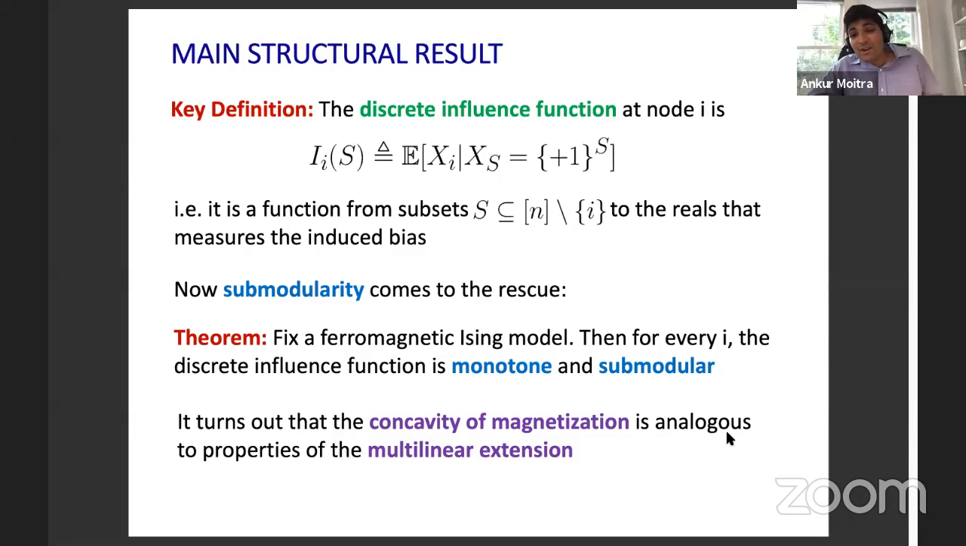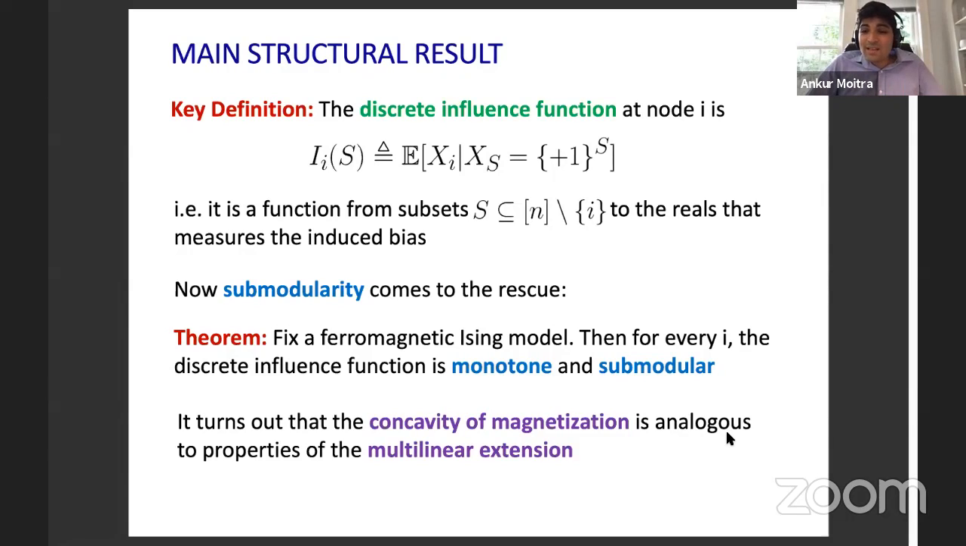Now, it turns out, and this is where the history comes in, which is pretty funny, that this has been studied for a long time in related areas in mathematical physics. And it's known under the phrase concavity of magnetization. That's not going to make any sense to you until I get to the next slide.